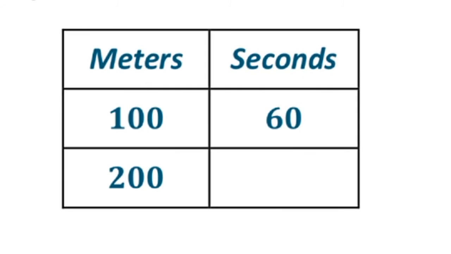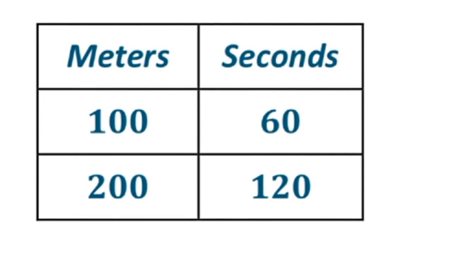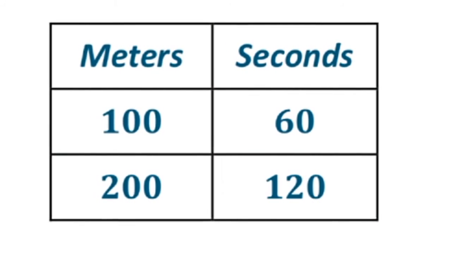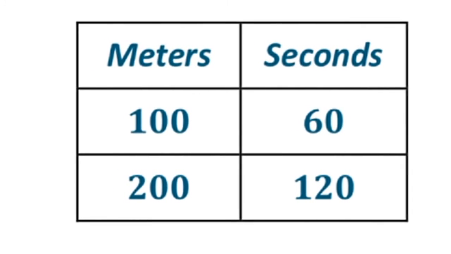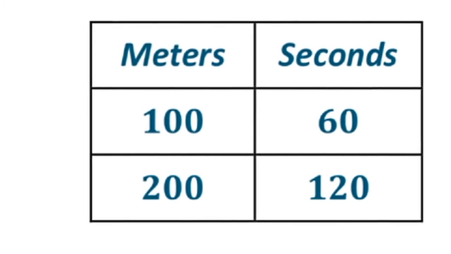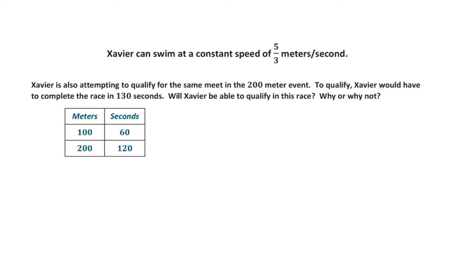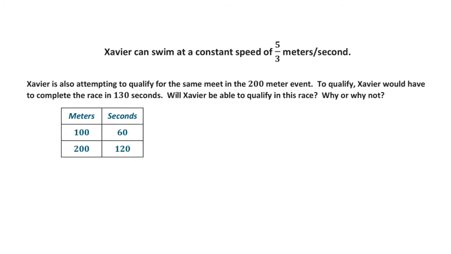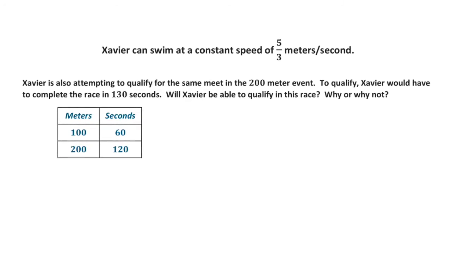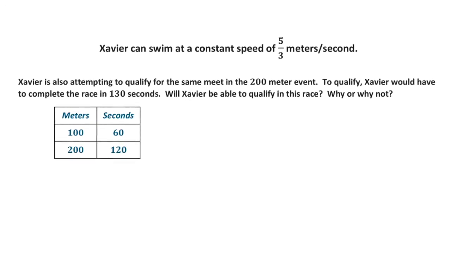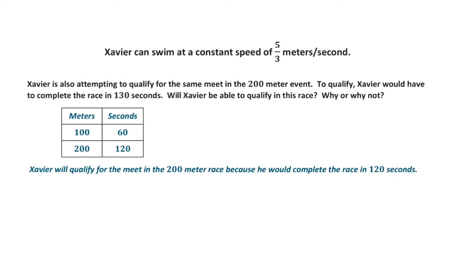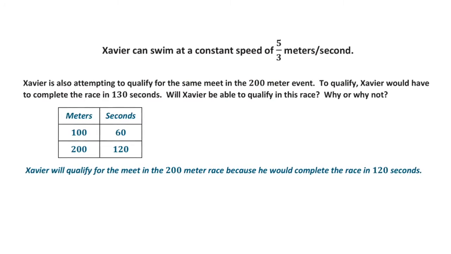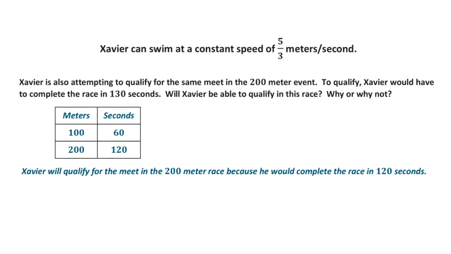Hey, it's double the amount, isn't it? And if the meters are doubled, then we'll have to double the seconds as well to have an equivalent ratio. And we see that for 200 meters, he swims 120 seconds. So, if they're saying that he must swim those 200 meters in 130 seconds, will he be able to qualify? Yeah! Xavier will qualify for this meet because he would be able to complete those 200 meters in 120 seconds.